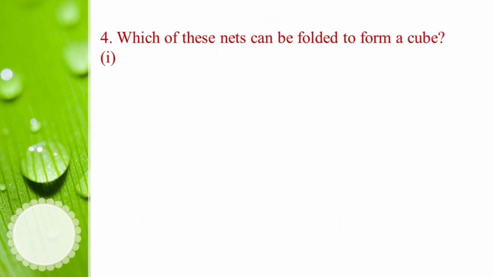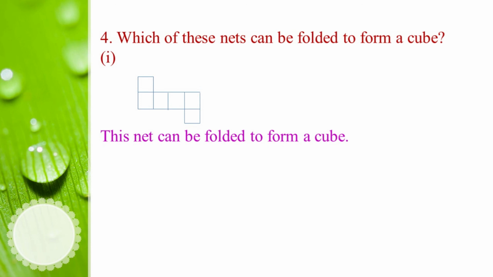Fourth sum, which of these nets can be folded to form a cube? Here is a net given. Which shape can be formed using this net? Yes, of course, cube. This net can be folded to form a cube. There are 6 faces. So, we can form a cube and all the edges are equal.